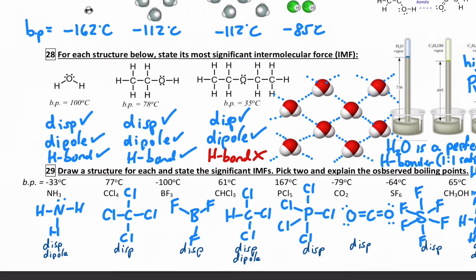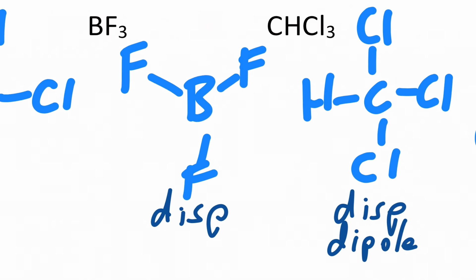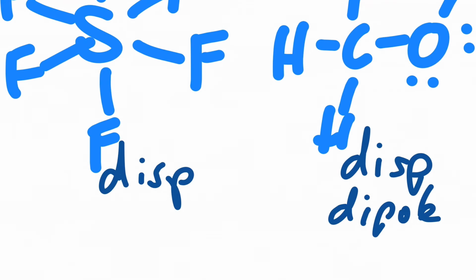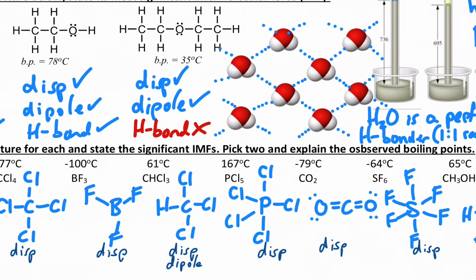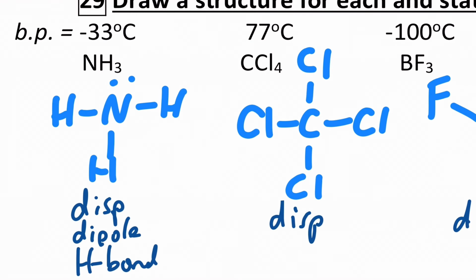And then what about H bonding? Ammonia can do it, so H bonder, yes. Carbon tet, no. Boron trifluoride, no. CHCl3, no. Nothing else can H bond but methanol. Methanol can H bond. So you should be okay with coming up with what forces a molecule has. And now we can actually talk about the relative strengths of those forces. But you have to be given the data to really do this.